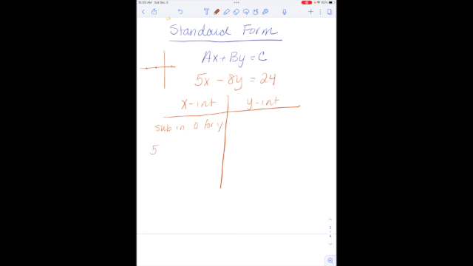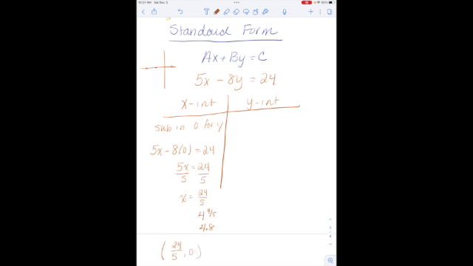So watch the magic that happens here. When I sub in 0 for y, that whole term disappears. So I'm going to have 5x equals 24, and I get x equals 24 over 5, which we could do as 4 4/5. If you wanted to see where exactly it was on the coordinate plane, you could write that as 4.8. Again, I'm typically a fan of the improper fraction.